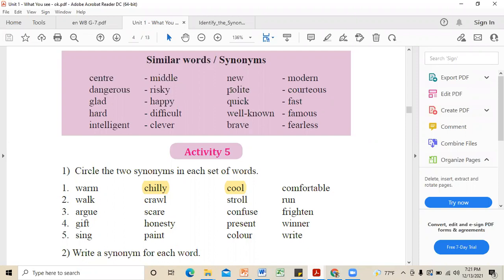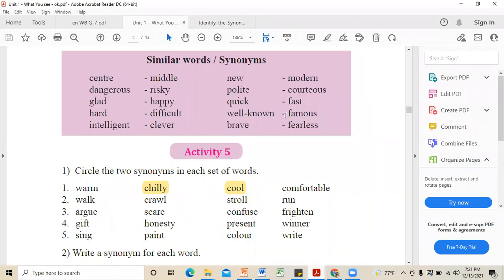So polite. What do we mean by polite? I think I explained this already. If I'm talking to other people and treating them well, you can say that person is a polite person. The same way we can say courteous. You pronounce this word as courteous. That means I'm courteous to others, I'm being polite to others. And quick and fast, I think we discussed it several times. And then well known and famous.